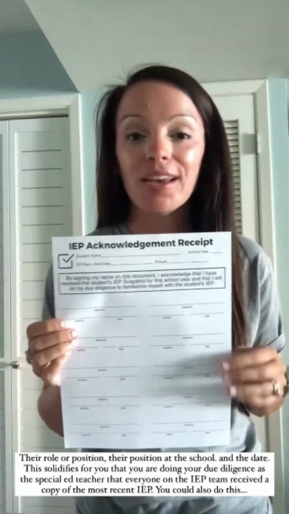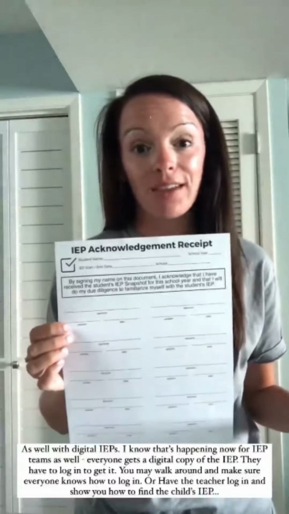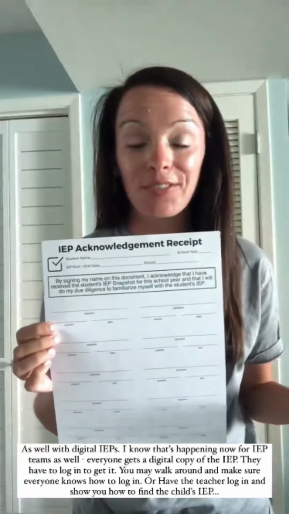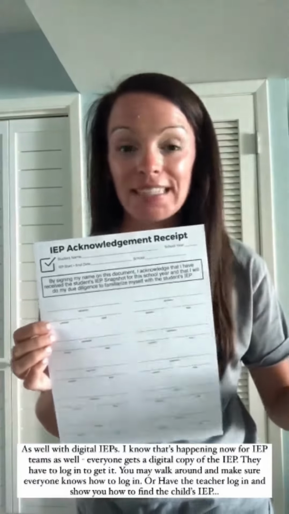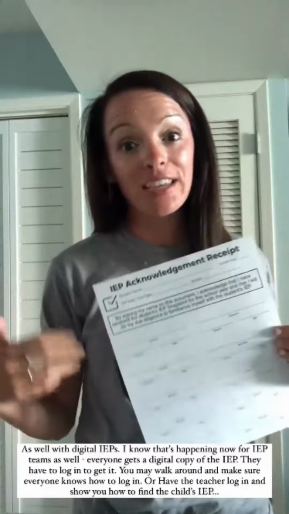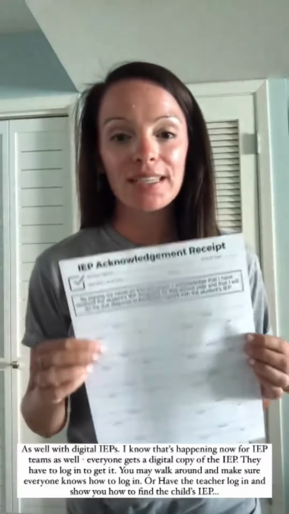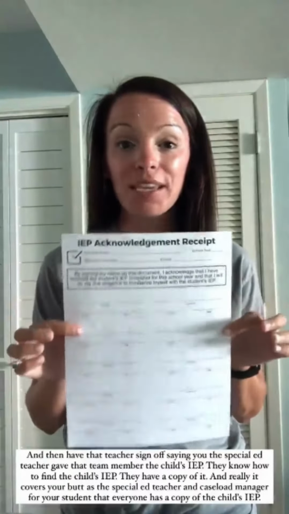You could also do this if you're giving out digital copies of the IEP, because I know that's happening now for IEP teams as well. Everyone gets a digital copy of the IEP. They have to log in to get it. You may walk around and make sure that everyone knows how to log in, or have them log in and show you how to find that child's IEP, and then have them sign off saying that you gave them the child's IEP. They know how to find the child's IEP.